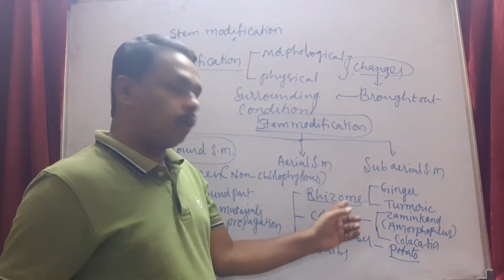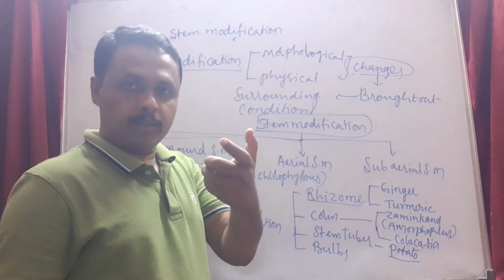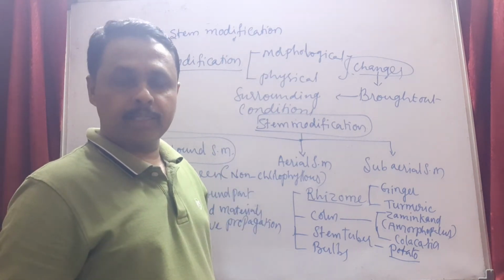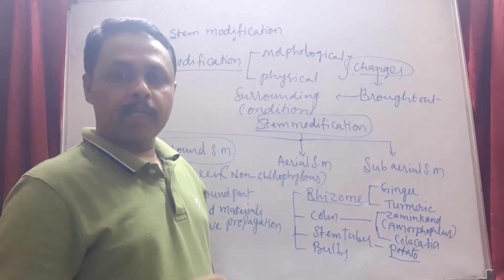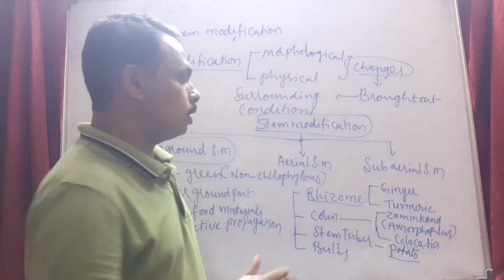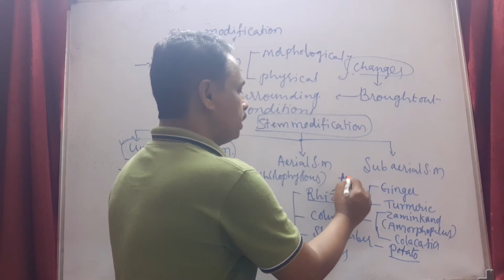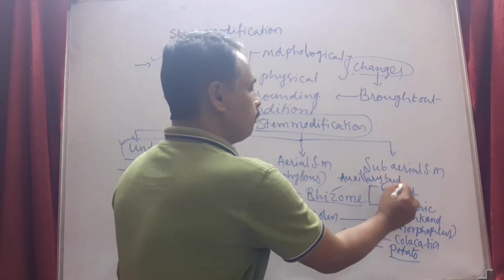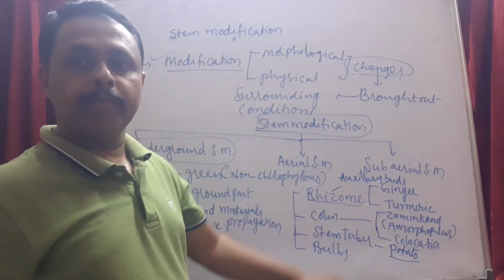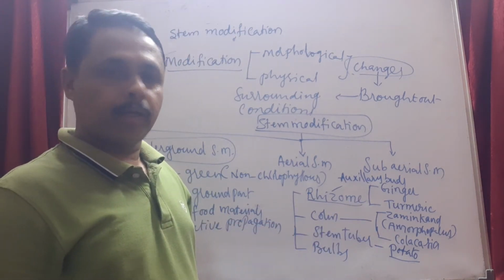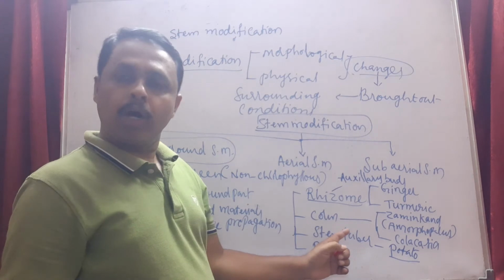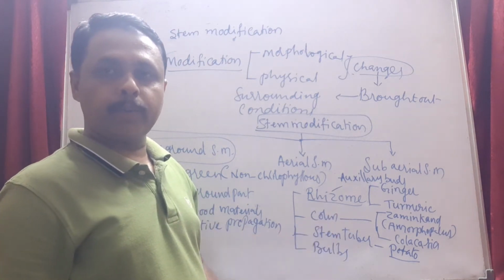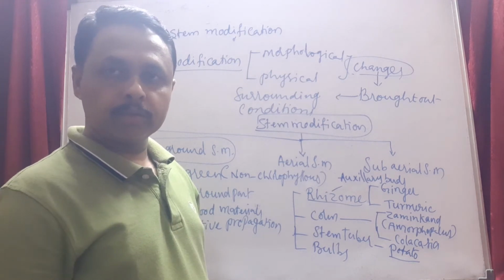Now on the rhizome, like ginger, if you take, there are scaly leaves present, and there are buds also present. Those buds are called axillary buds. These axillary buds are vegetative propagules for these plants, right? And the corm also has axillary buds. Those axillary buds are vegetative propagules for its propagation.